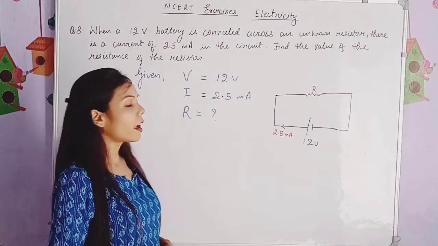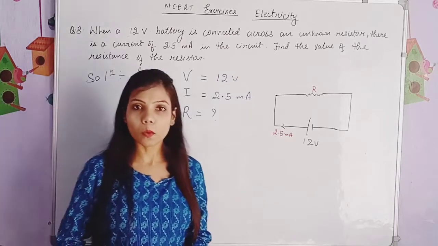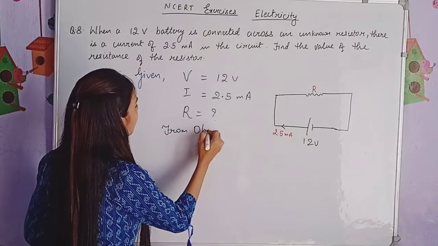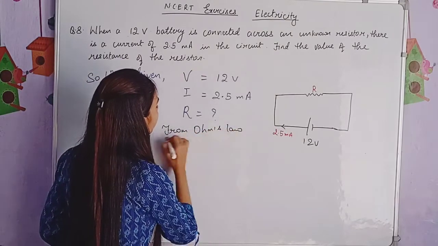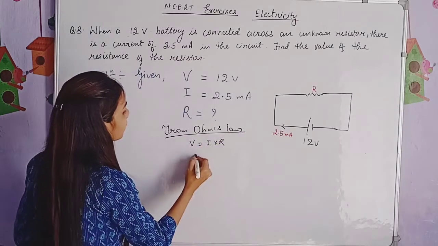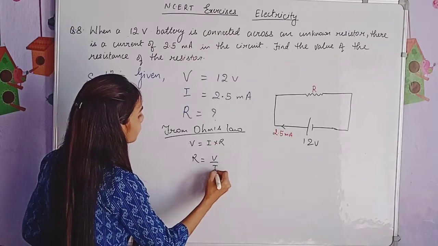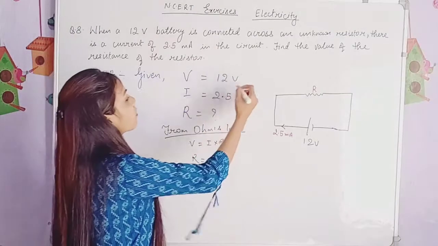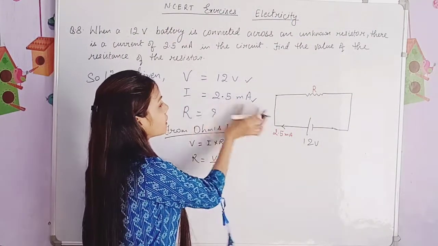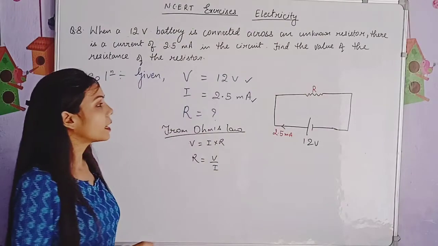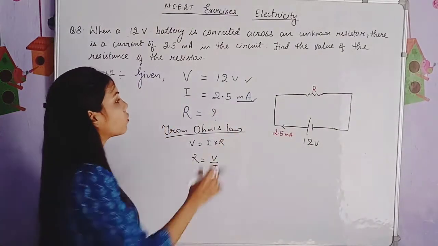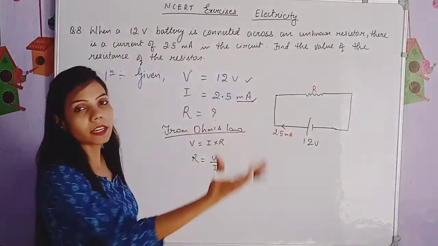So in order to find out the unknown resistance, we have to use the Ohm's law formula. From Ohm's law we know the formula V is equal to I into R, and R could be written as V divided by I. Okay, we are given V and also I, but you should notice here that the SI unit of current is ampere, but here the unit is given in milliampere, right? So first of all this milliampere has to be converted into ampere.